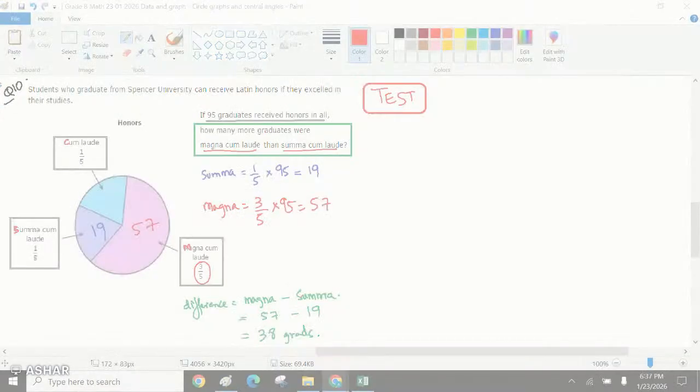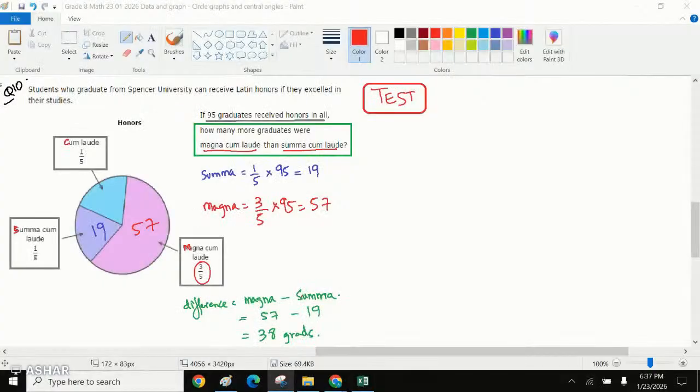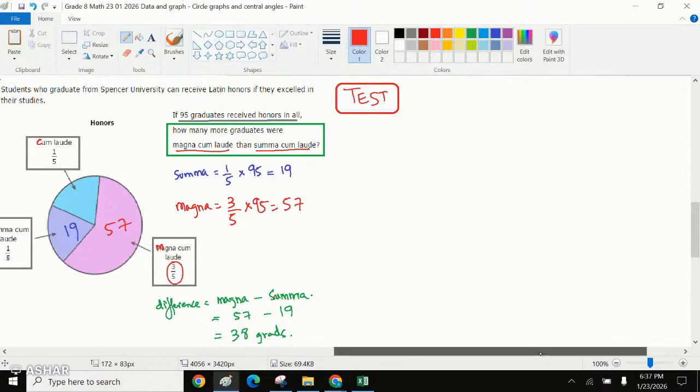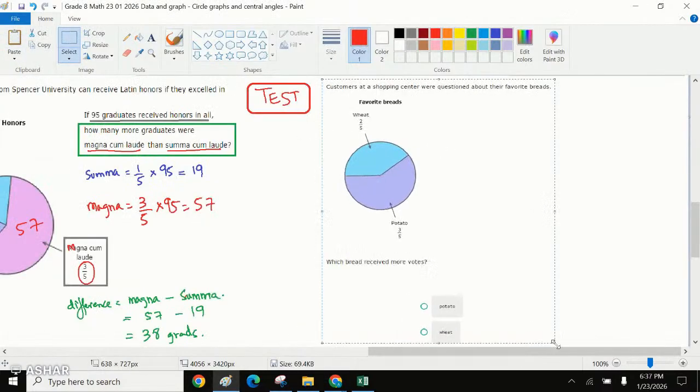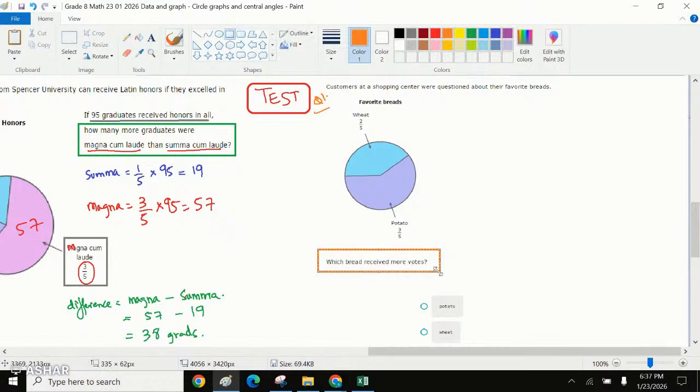Customers at a shopping center wanted to buy breads. We need to find the favorite of the breads. Okay, this is our question number one. And they're asking us which bread received more votes, the potato or the wheat? Can anyone give me the answer?